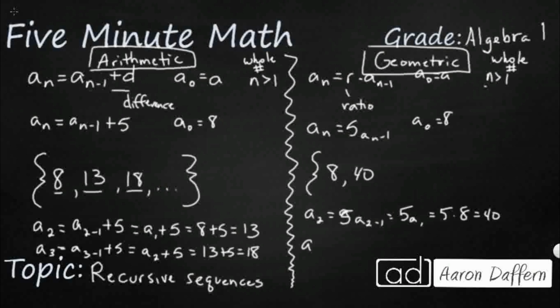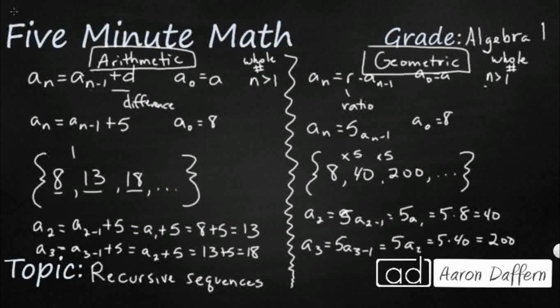Then if we wanted to do that same thing, we would do 5 times a of 3 minus 1, since we're in the third term. So it's 5 times a of 2, which is going to equal 5 times 40, which, wow, that's going to equal 200. And you see how we're just going to get bigger and bigger and bigger because we're multiplying by 5 each time here geometrically, and we're just going to keep getting larger and larger. It's going to get up to 1,000. Whereas over here, we were adding 5. So big difference between the two.